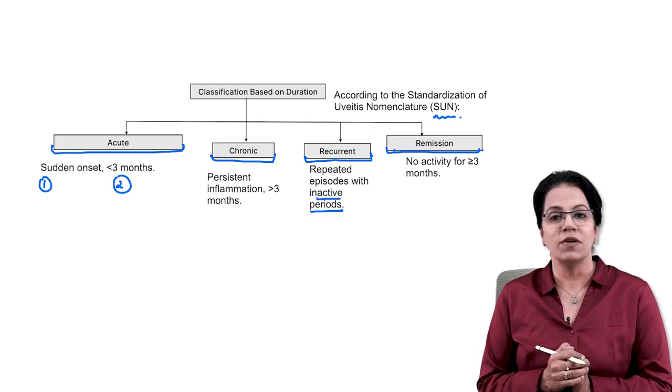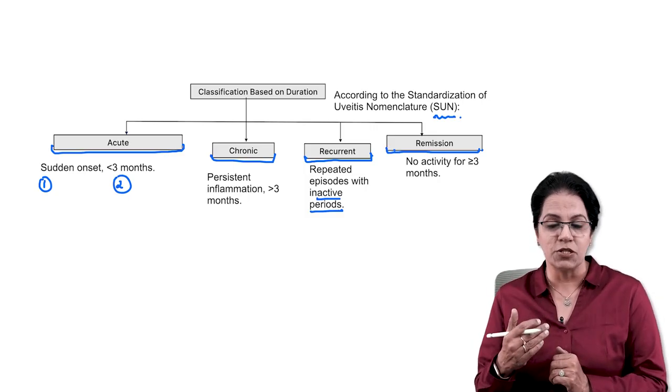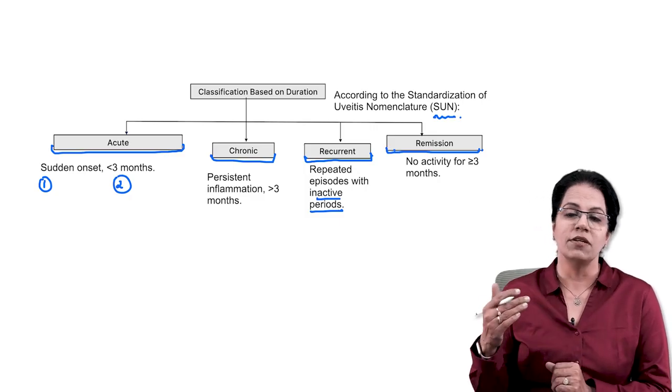And if there is no inflammation for equal to or more than 3 months, we call it remission. It is treated, right? Remission. So, when there is no activity and no inflammation in 3 months or more.